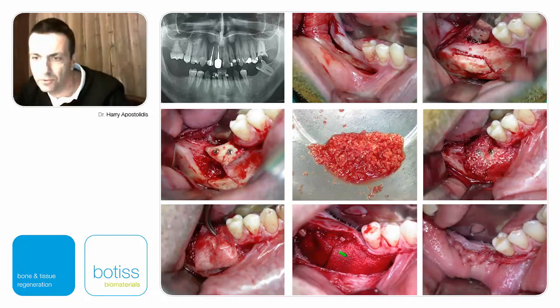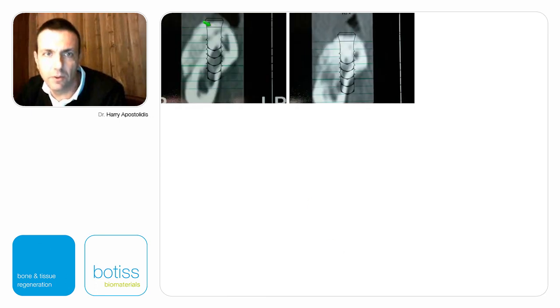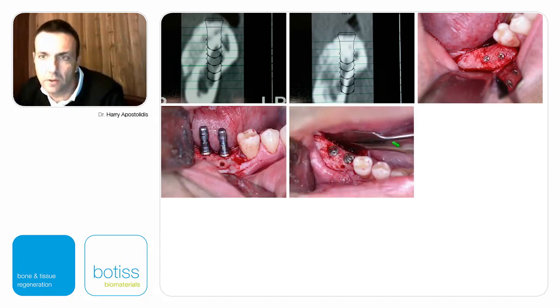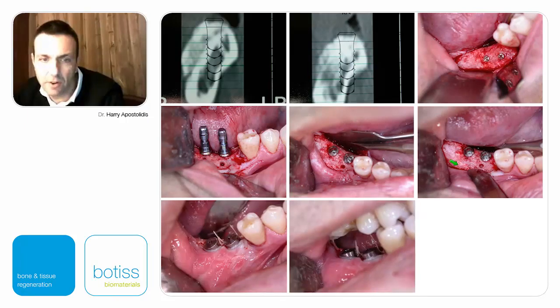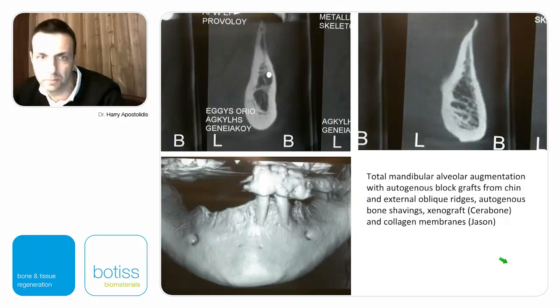And tension-free closure. It's easy to do a tension-free closure with this kind of incision. And again, here you can place your implant wherever you want it, wherever you have to do it. Correct implant placement. Look at the quality of the bone. This bone is going to stay there forever. And you don't have to submerge these implants, do healing abutments, and 3 years post-operative X-ray, stable results.